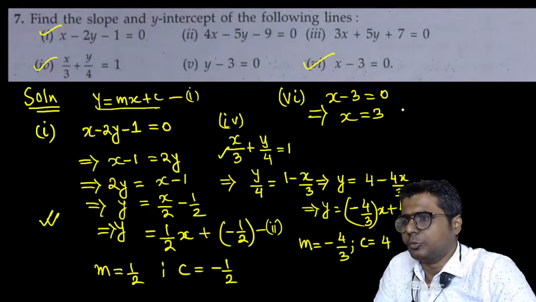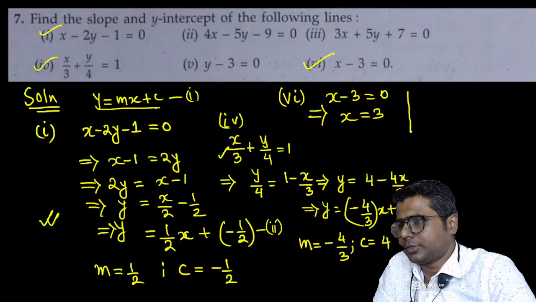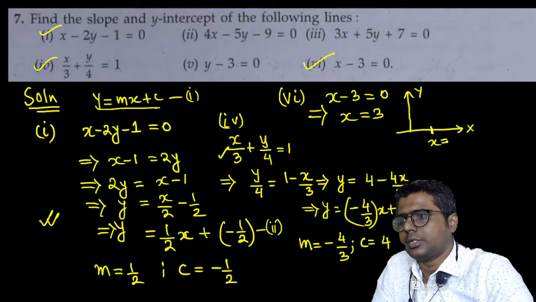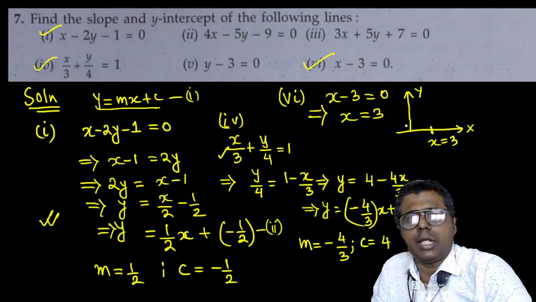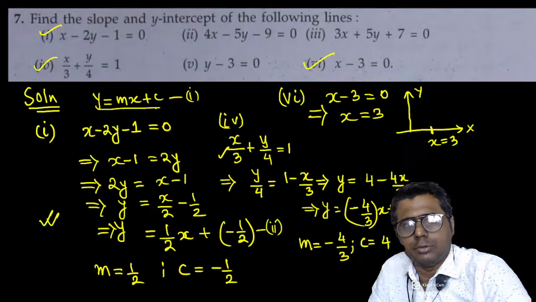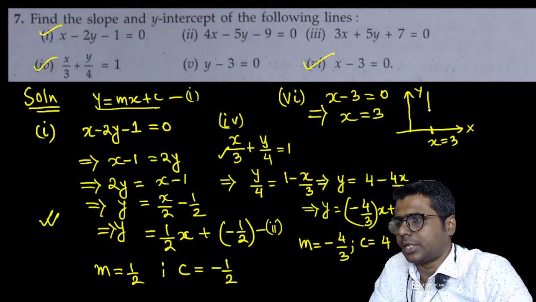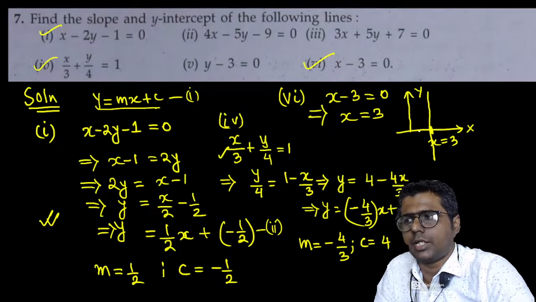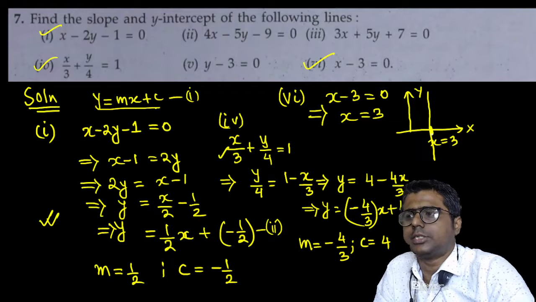So what will you do? We will first draw the coordinate system, y-axis, x-axis. It is said x is equal to 3, so this is the point where x is equal to 3. If you have to draw a line where all the values of x will be 3, then you will have to draw this kind of line. All the values of x over here are 3. So this is nothing but a line which is parallel to the y-axis.